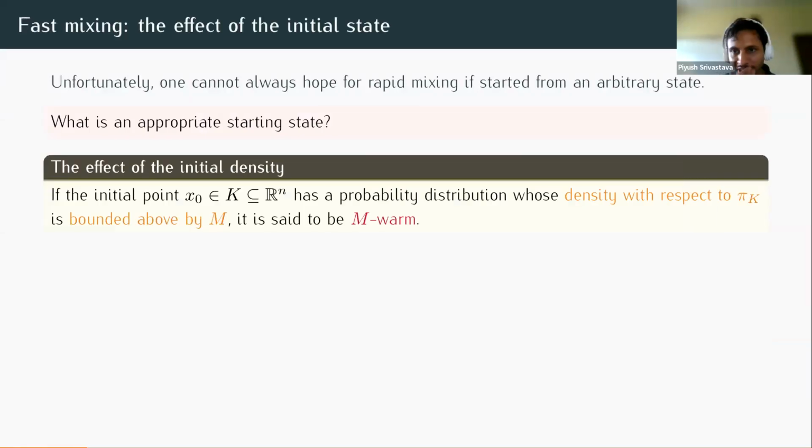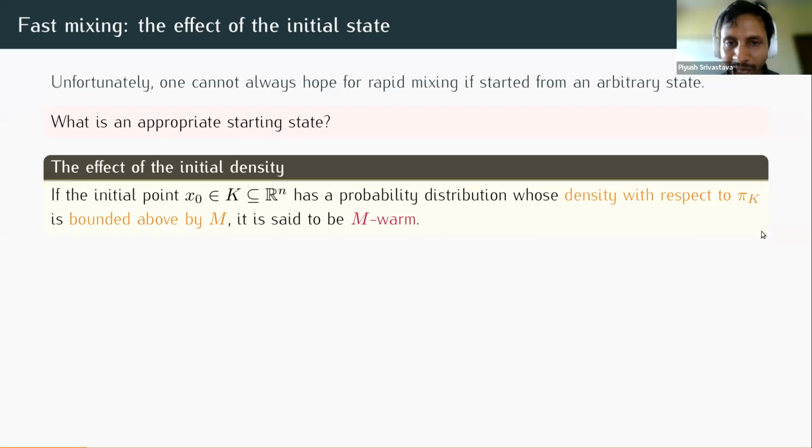Okay, so one thing is, one could imagine that there is some dependence on what the initial density looks like. And we'll see that one way of quantifying this is looking at the density of the initial probability distribution with respect to the target distribution, and saying that it should not be too concentrated. So the density should be bounded above by M.